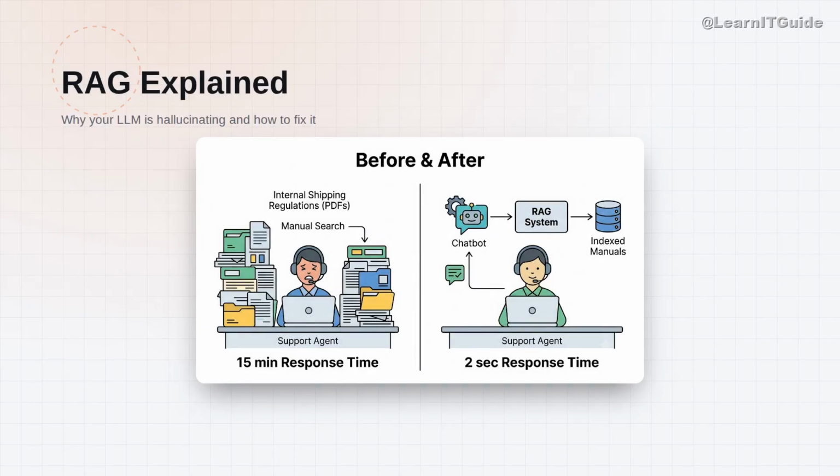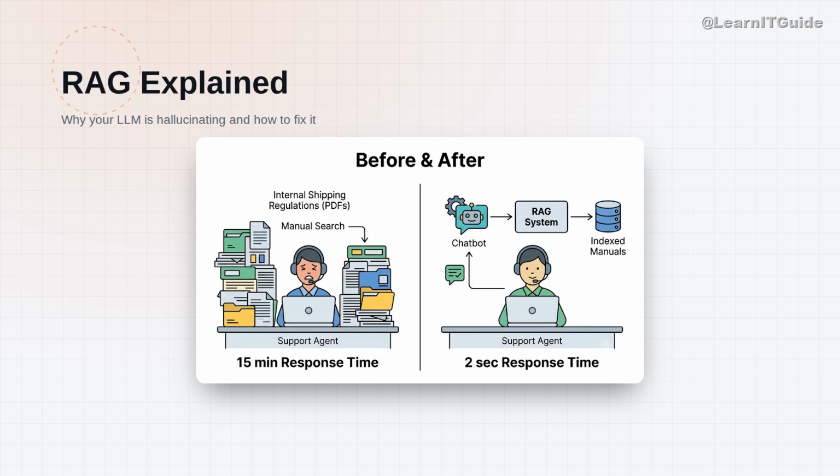Hey everyone, welcome back. In this video, I'm going to explain Retrieval-Augmented Generation, or RAG. I have seen this take down production AI systems, and most teams get it wrong, because a standard LLM is only as good as its training data, and the moment your company's data changes, your AI becomes outdated. RAG is the architecture that solves this by giving your AI access to your real-time private data.